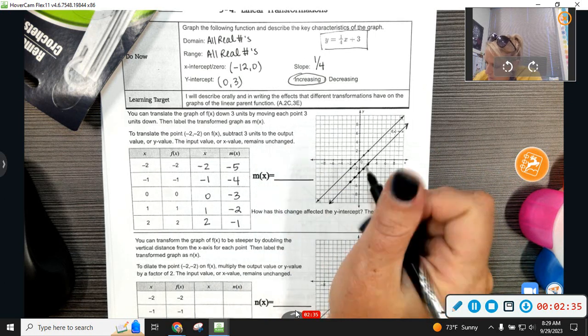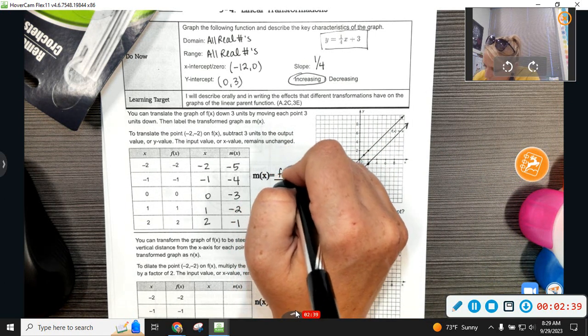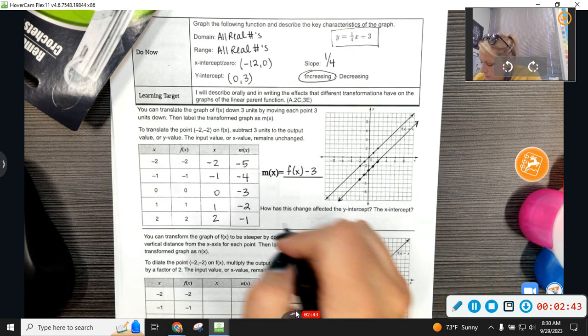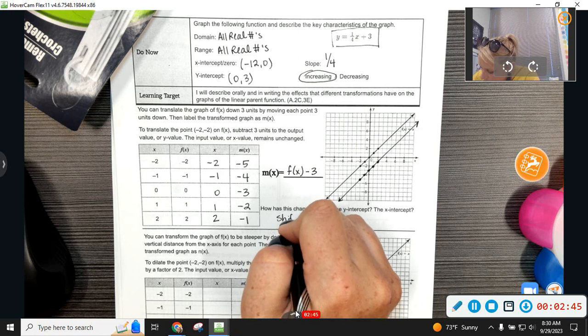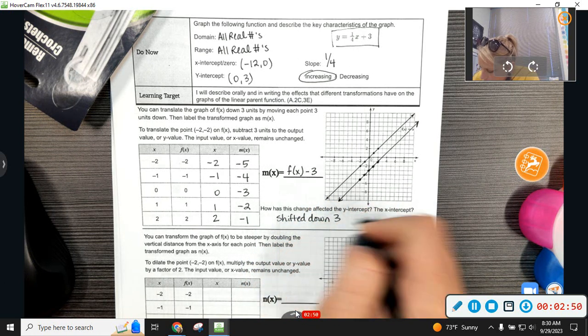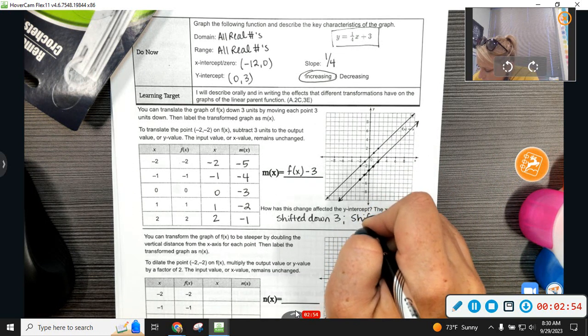And so this graph is the same. What I did was I took my f of x values and all I did was subtract 3. So the y-intercept shifted down 3. And the x-intercept shifted right.